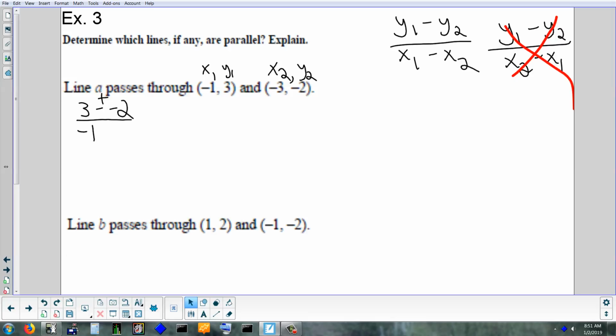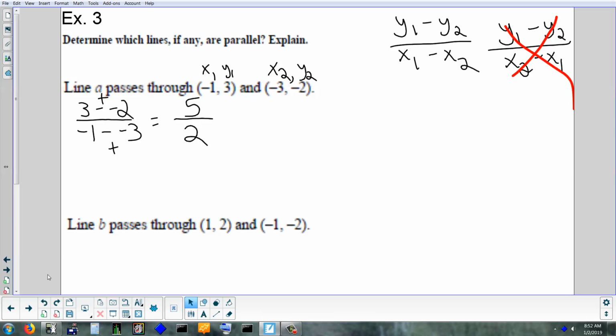Minus is part of the formula. -3. What happens? It turns into a positive. Now I just do the math. On the top, someone raise their hand. Tell me what you get. 5. Good. On the bottom, what do I get? Paige, what do I get on the bottom? So I got -1 plus 3, which is 2. So there's my slope, 5 over 2.